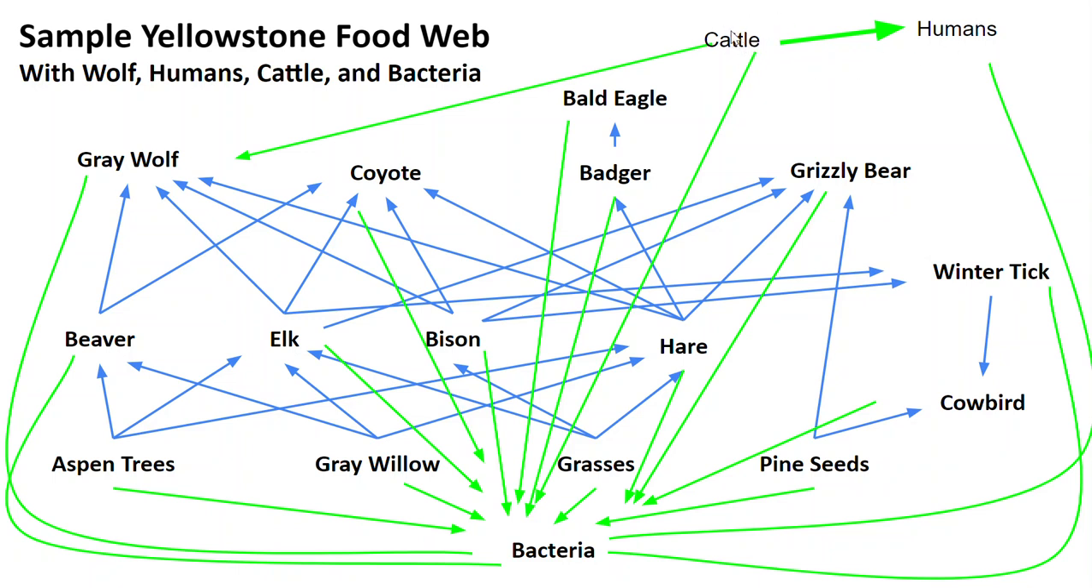And of course, if cattle, gray wolf, coyote, badger, if any of these die, the bacteria will take those nutrients and release them back into the environment.